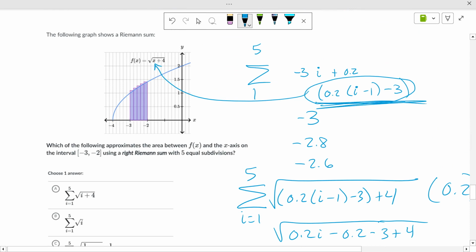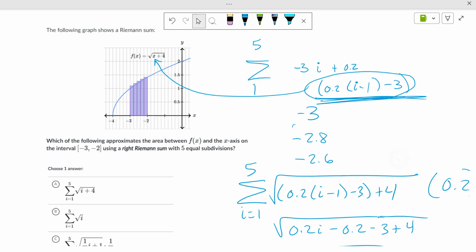Right here, 0.2, if we put in a 1, we get 0. Oh, no. I shouldn't have the -1 in here. So 0.1 times 0.2 is 0, minus 3 is -3. And then 0.2 times 2 is, no, I need the -1. Because if I went 1 minus 1, 0, 0 minus 3 is -3. 2 minus 1 is 1, times 0.2 is 0.2, minus 3 is -2.8. So this is right. Put that in for x, plus 4.